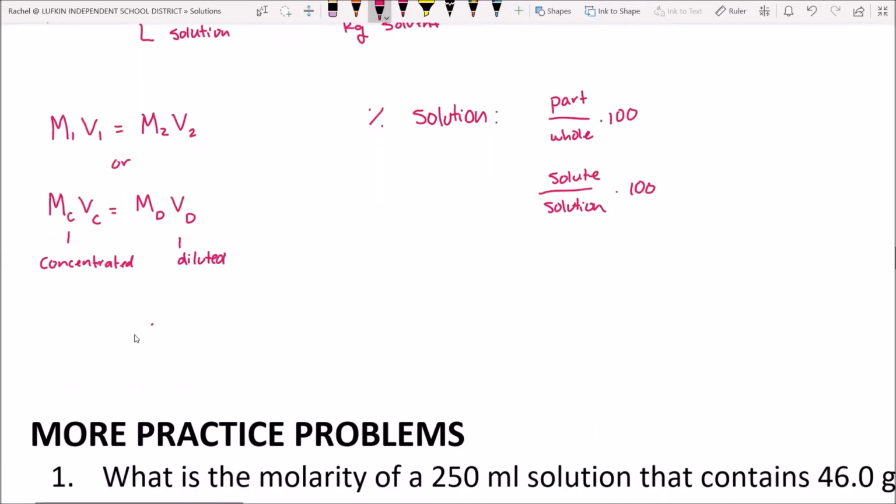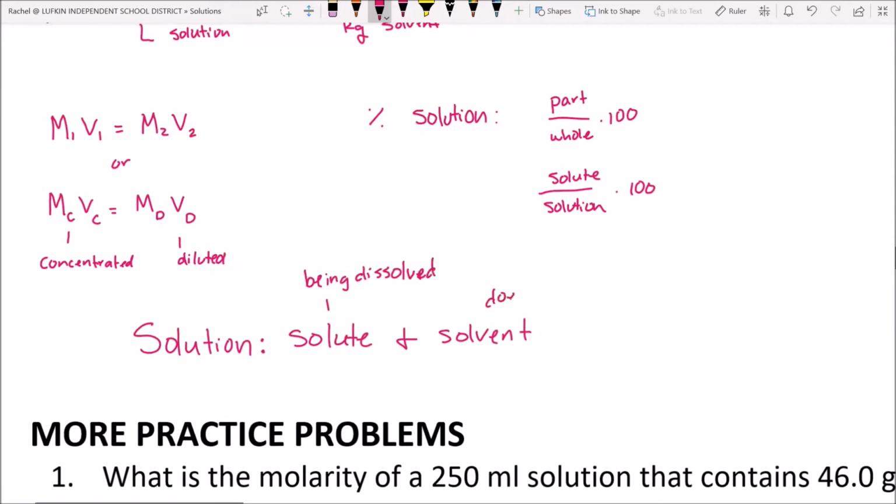So just to summarize, a solution is made up of 2 things. Can y'all remember what the 2 things are? Yes, solute and solvent. And so when a problem says solution, it means solute and solvent, right? And there are 2 parts to a solution, these 2 things. The solute is what is being dissolved, and the solvent is the agent that does the dissolving.